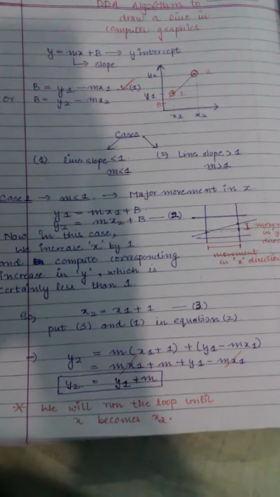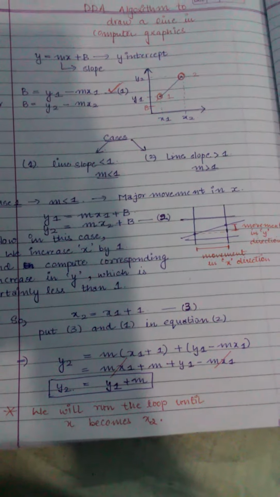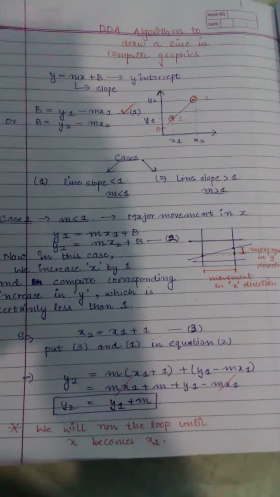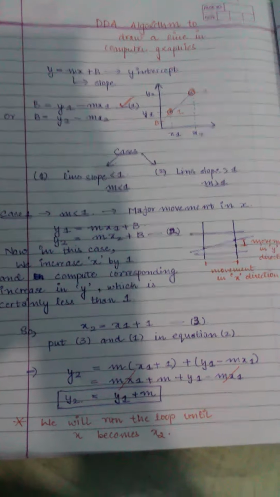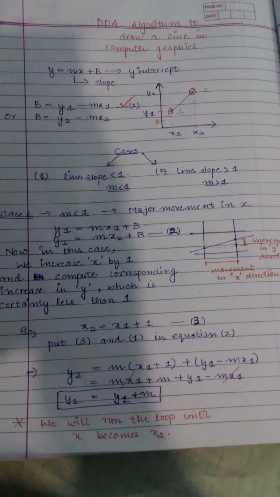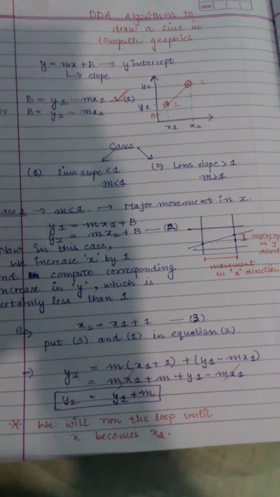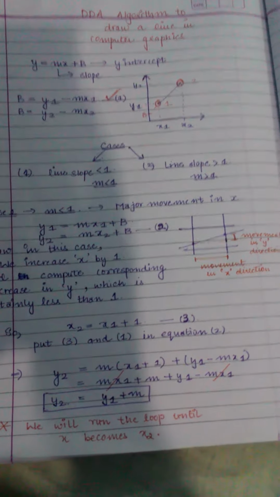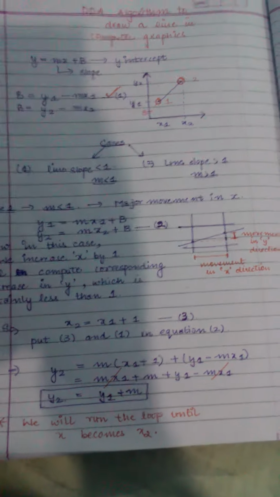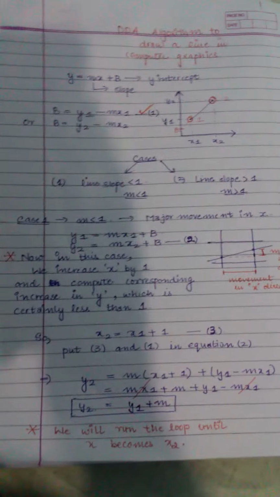This shows that for an increase in x by 1, the y will increase by m, that is the slope of the line. And we will do this till when? We will keep doing this until x becomes x2. This means we will start from x = x1 and keep on increasing x by 1 until x becomes x2. You will understand it more in the program.